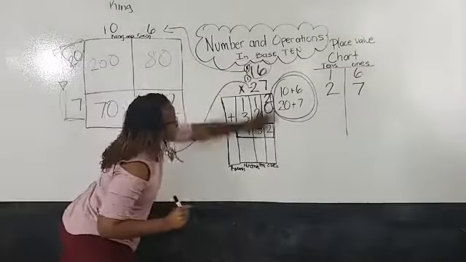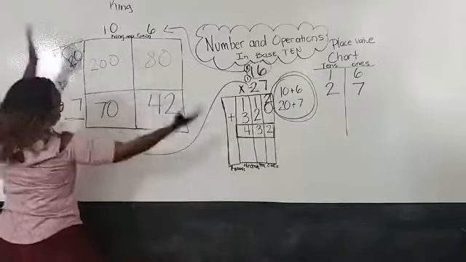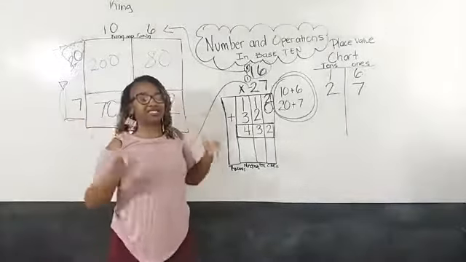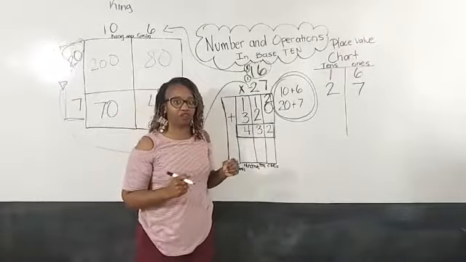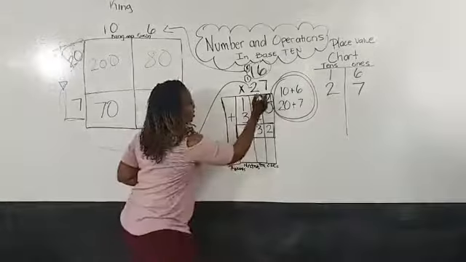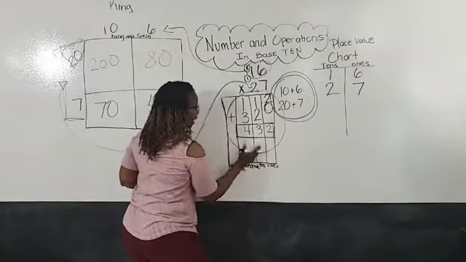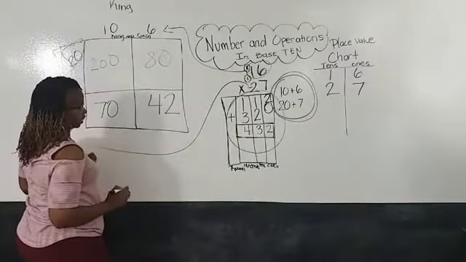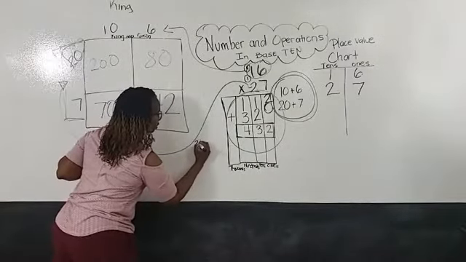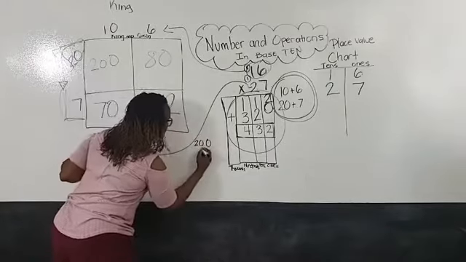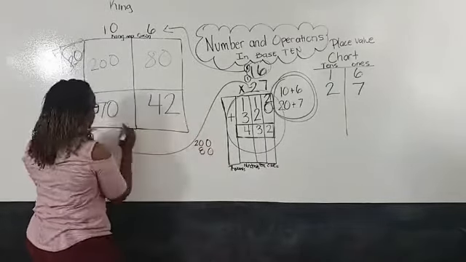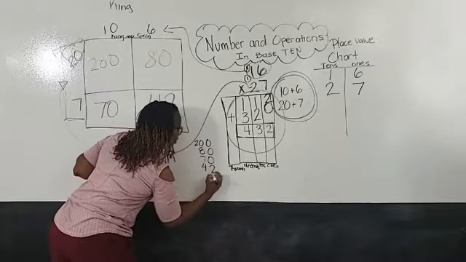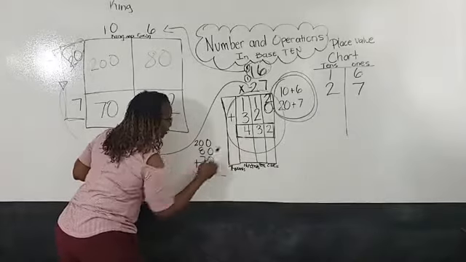You've already done these steps over here. Now you're just doing it over here. And it just looks in a different form, okay? You're doing the same thing that you've always been doing, but it's in a different form. So the same way that I took these numbers and I added them together, I'm going to take these numbers and add them together. So now I have 200 plus 80 plus 70 plus 42. Okay, looking familiar, right? I added here, I'm adding here.